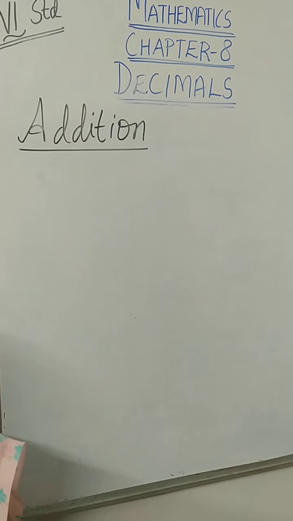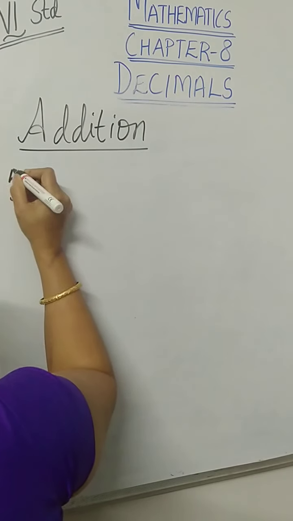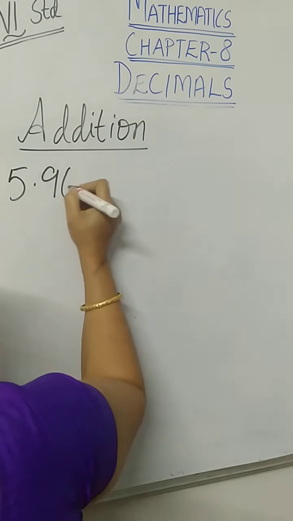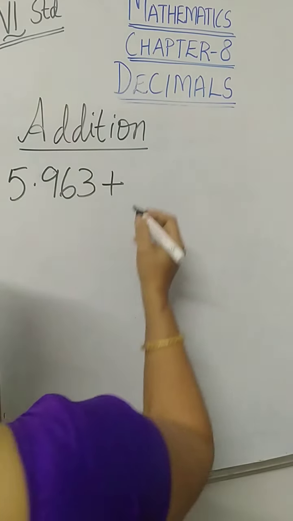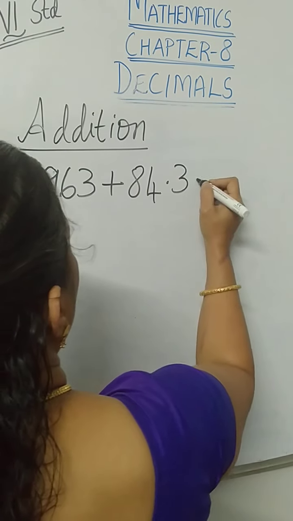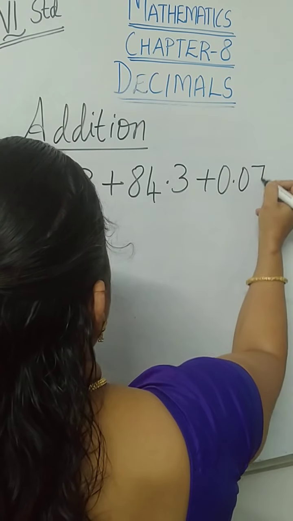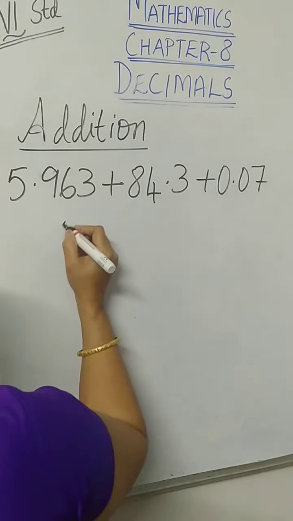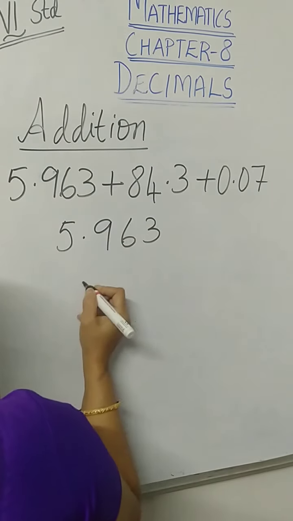Now, the next example is 5.93963 plus 84.3 plus 0.07. Now let's add this. Let's write 5.963 here. Next number.